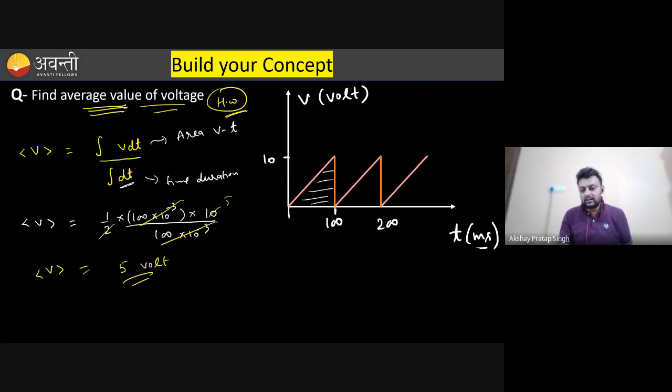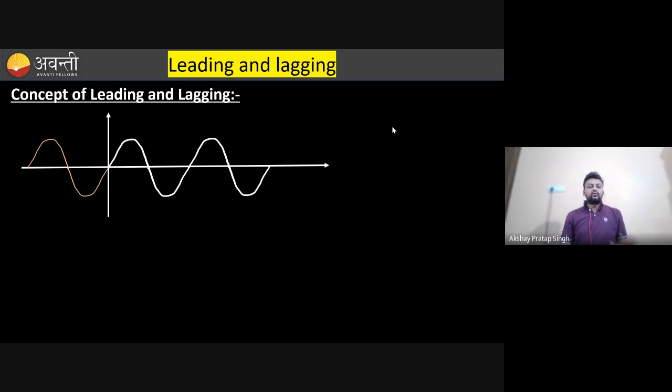How many of you got the correct answer? Is it clear? Now we are moving towards the most important thing of this chapter: the meaning of leading and lagging. This is the most common word that you will encounter throughout the chapter. There will be two quantities that you will consider most, current and voltage, but it can be applied to any quantities. Right now I am discussing EMF and current.